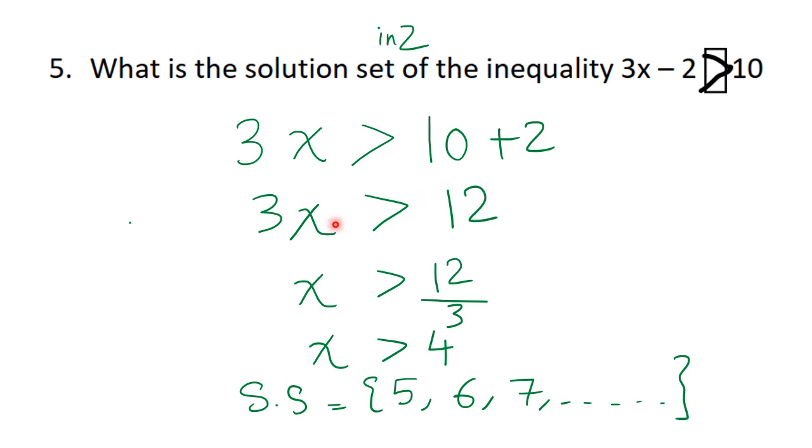So 3x > 10 + 2. 10 + 2 equals 12. So 3x > 12. Now we have to get rid of this 3, so we divide by 3. So x > 12 over 3, which is 4. So x > 4. So when we get the solution set, it will be 5, 6, 7, and so on.